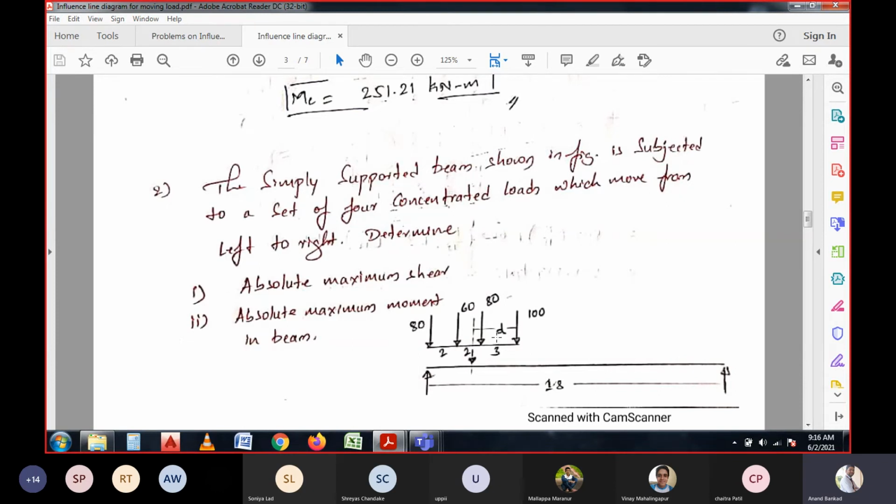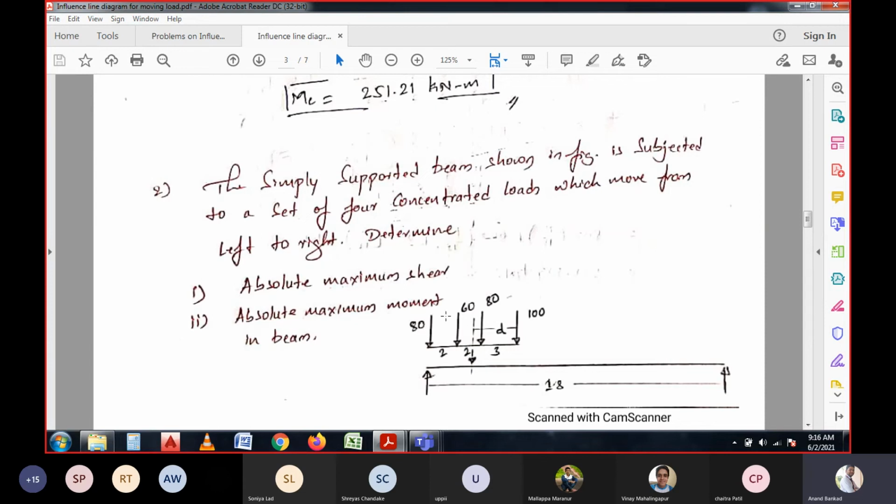Please note it, because in the previous problem they asked for the section at C, at 8 meters from the left-hand end. I hope you remember. But here no section is given, and it is not said to calculate the shear and moment at that point. In general, they ask to determine the absolute maximum shear stress as well as the absolute maximum bending moment for the beam for this series of concentrated loads moving from left to right. So this is the question.